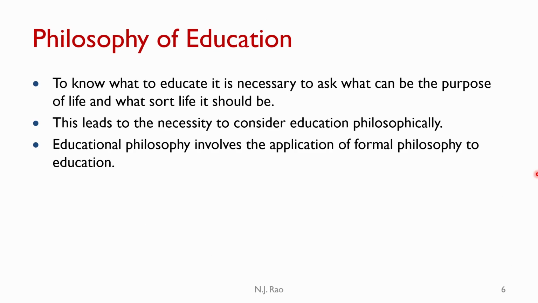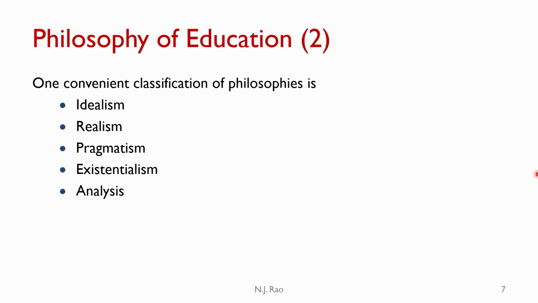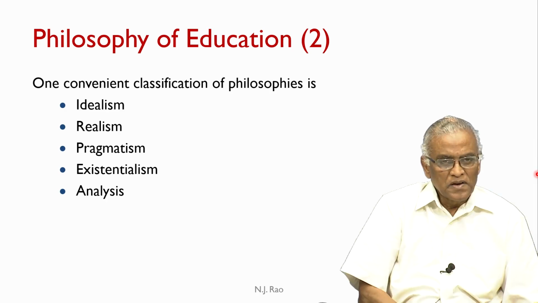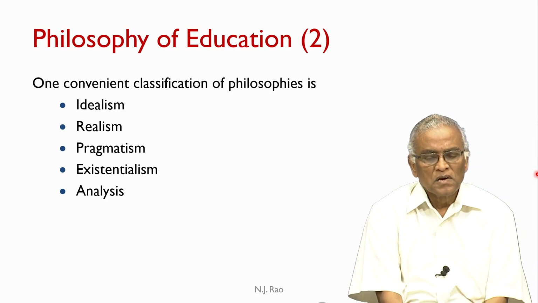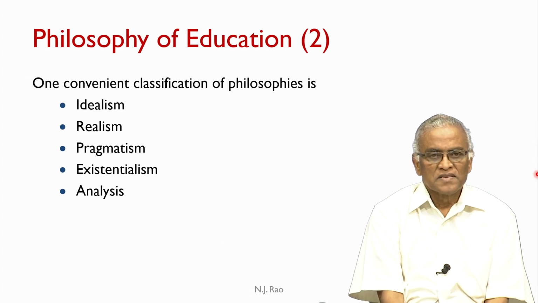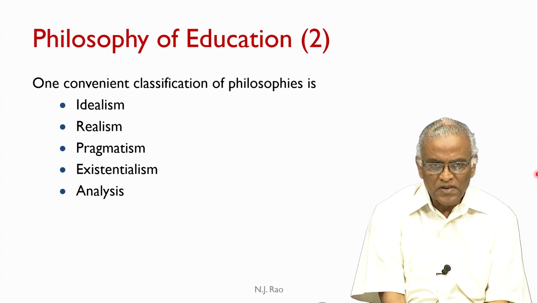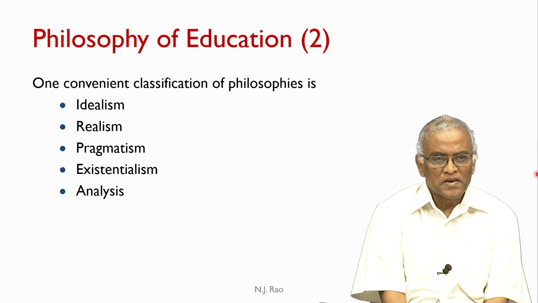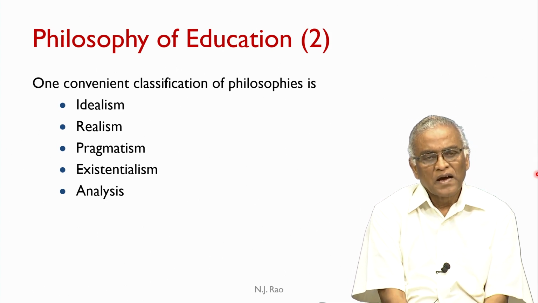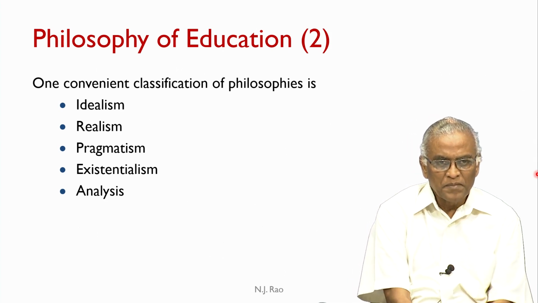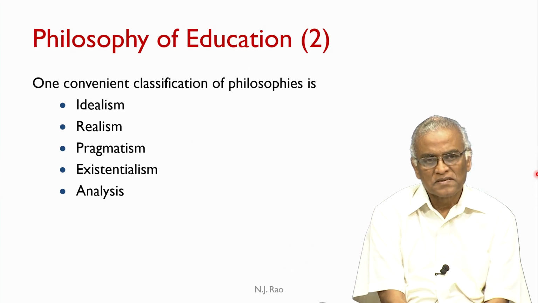Everyone cannot specialize in educational philosophy. It involves the application of formal philosophy to education. So, what is it that we need to know about that? Philosophy itself is not one, there is not one school. This classification is again not unique. One kind of classification is these five: idealism, realism, pragmatism, existentialism and analysis.